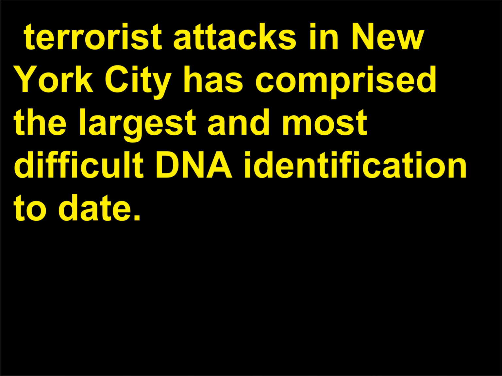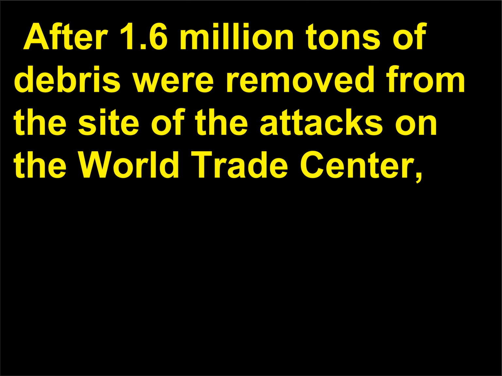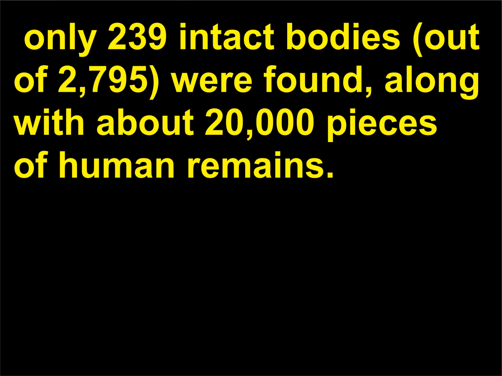The identification of the remains of the victims from the September 11, 2001 terrorist attacks in New York City has comprised the largest and most difficult DNA identification to date. After 1.6 million tons of debris were removed from the site of the attacks on the World Trade Center, only 239 intact bodies, out of 2,795, were found, along with about 20,000 pieces of human remains.